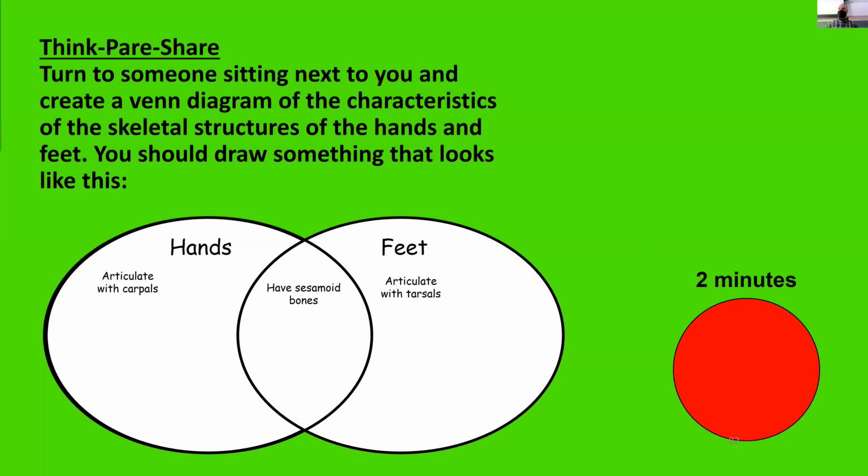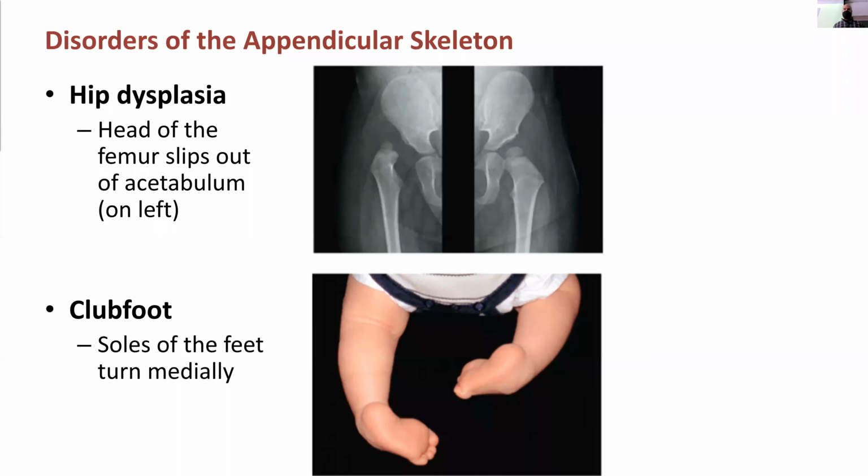I want to talk really briefly here about a couple disorders of the appendicular skeleton. 2 notable congenital disorders, meaning that they can happen early in development. Well, I guess hip dysplasia, it could be caused by congenital factors. This is when the head of the femur slips out of the acetabulum. So you see an example here, and based on this radiograph, you can see that this bone, the ilium, and right here, the ischium, no, that's actually the pubis here. See how they're not fused?